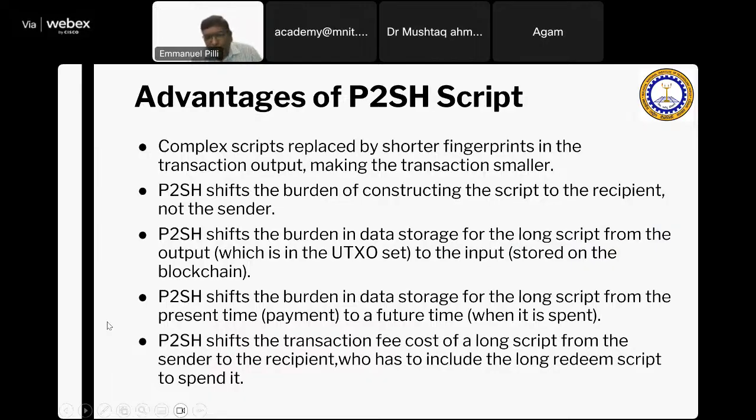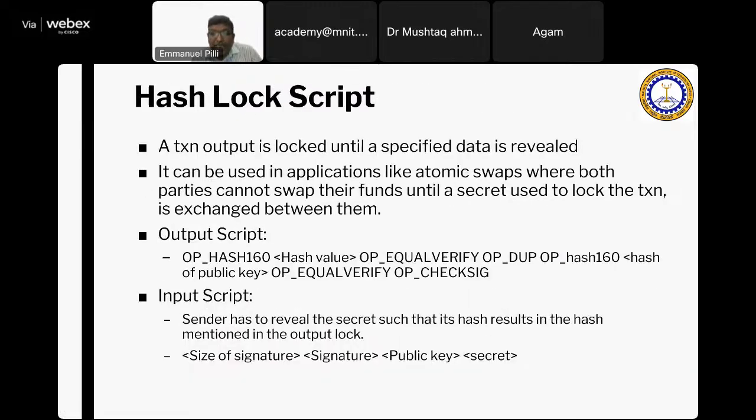There is a hash lock script also, which is there. So the transaction is locked until a specified data is revealed. So a hash value should be revealed, right? It can be used in various applications, which I discussed. Atomic swap, I just discussed with you. Both parties cannot swap their funds unless a secret used to lock the transaction is exchanged between them. So once that is there, you can do that.